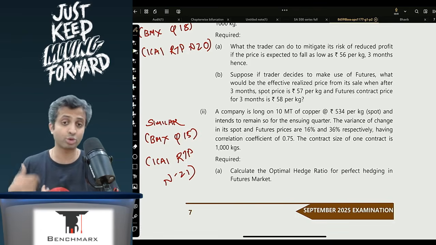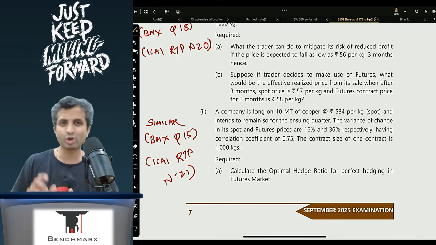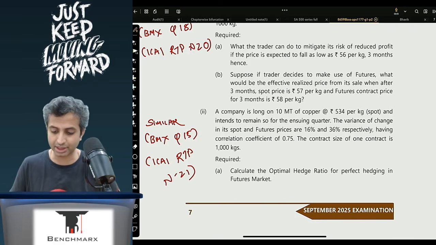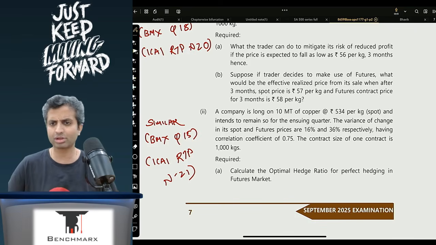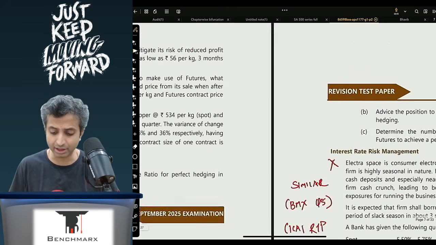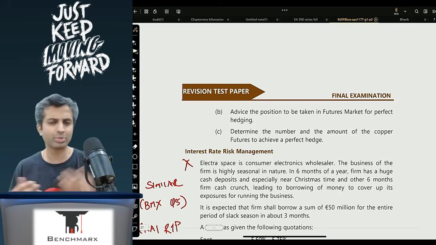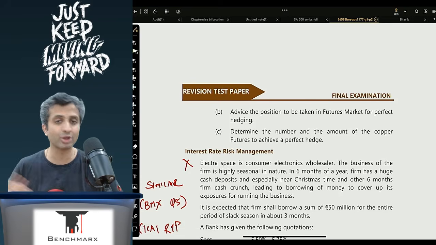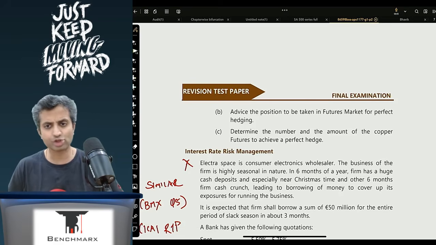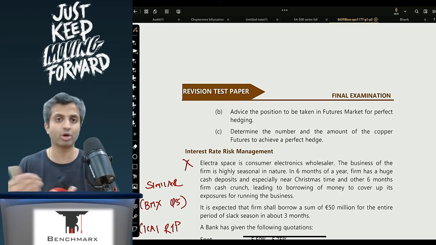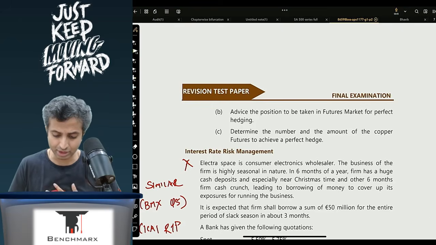Over here, they have asked you to find the optimal hedge ratio, which is nothing but the beta, considering the standard deviation, correlation, etc. One can find the beta and the position to be taken. So if you're long in the spot market, you will take the opposite position, let us say being short, it is kind of the same, and how many contracts should you enter to take a perfect hedge.